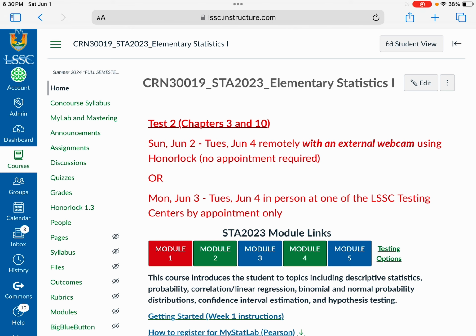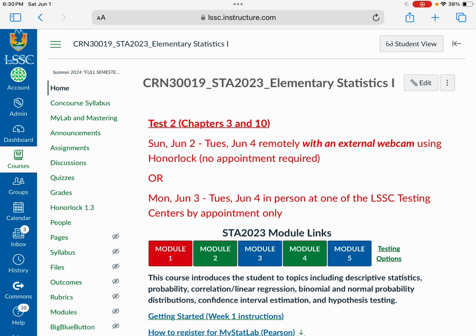You can also test in person at one of our LSSC testing centers, either Monday, June 3rd or Tuesday, June 4th, during one of their available appointments, and appointments are required at least 24 hours in advance.